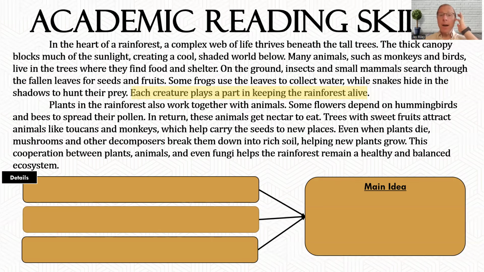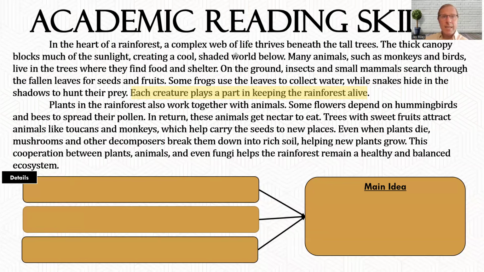Let's move to our next paragraph on plants. Plants in the rainforest also work together with animals. Some flowers depend on hummingbirds and bees to spread their pollen. In return, these animals get nectar. Trees with sweet fruits attract animals like toucans and monkeys, which help carry the seeds to new places. Even when plants die, mushrooms and other decomposers break them down into rich soil, helping new plants grow. This cooperation between plants, animals, and even fungi helps the rainforest remain a healthy and balanced ecosystem.